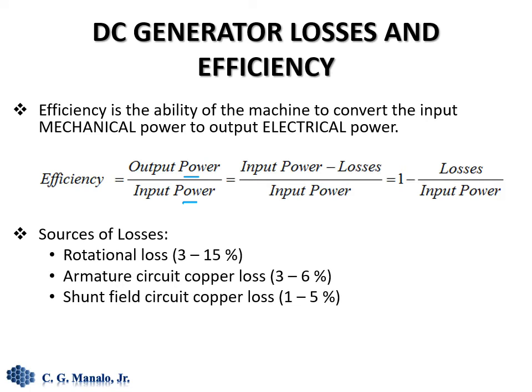So these are estimates of some of the losses. Rotational losses are usually 3 to 15% of the mechanical power, the power that comes from the prime mover. The armature circuit copper loss is 3 to 6% of the input power, and the shunt field is 1 to 5% of the input power.